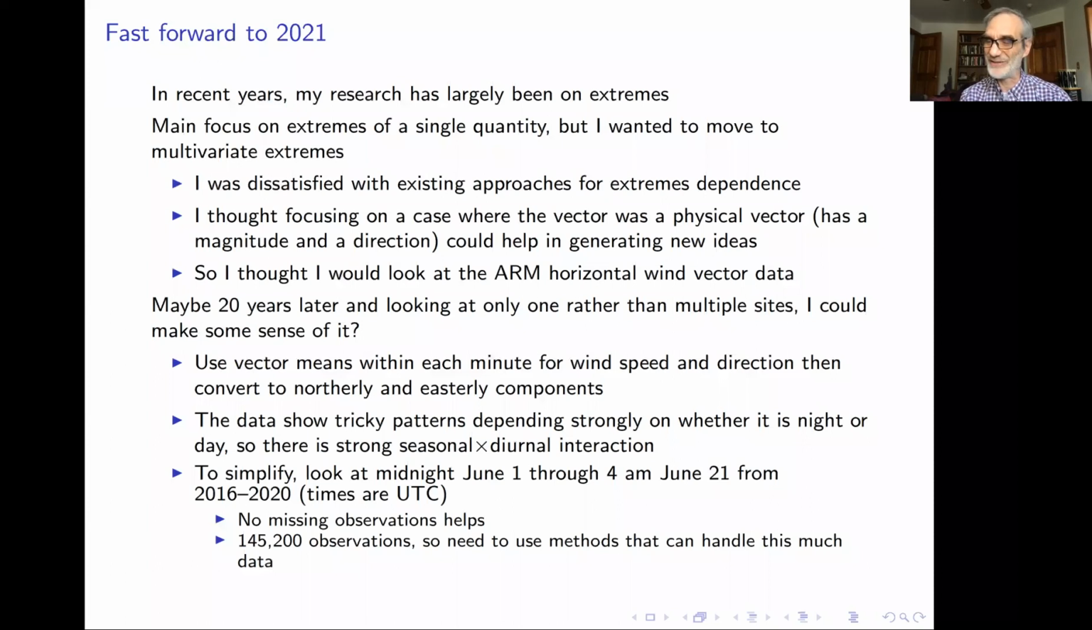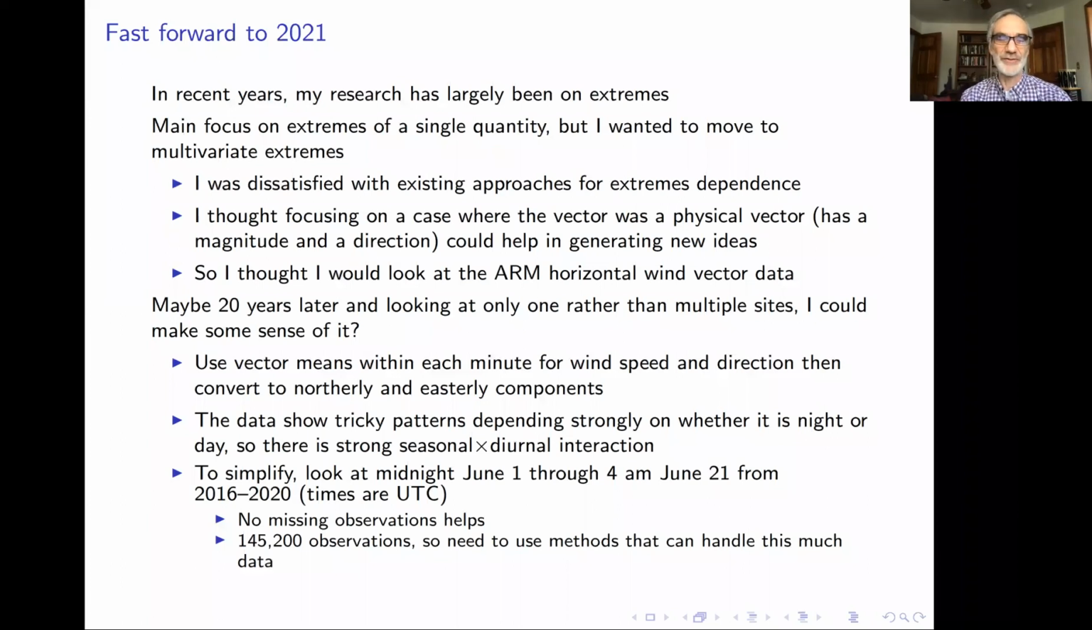And I thought it might be interesting to look at the wind vector as a case study for thinking about extremes. That's because it's a vector in the physical sciences sense, not in the mathematical sciences sense, right? It's a quantity with a magnitude and a direction. And I thought that looking at these data might help me generate some new ideas for thinking about multivariate extremes. So I remembered, oh, well, there's this ARM horizontal wind vector data.